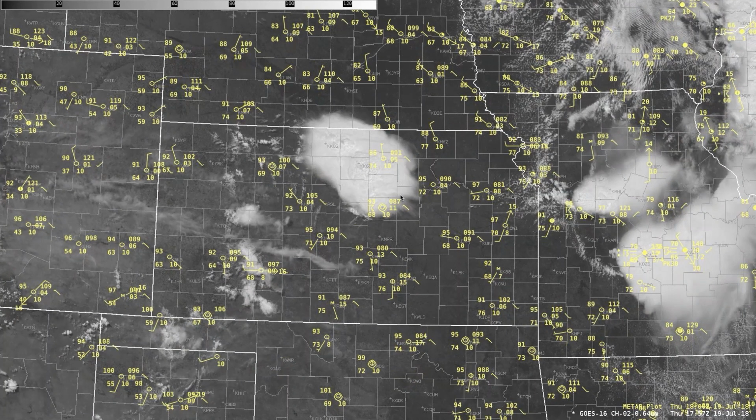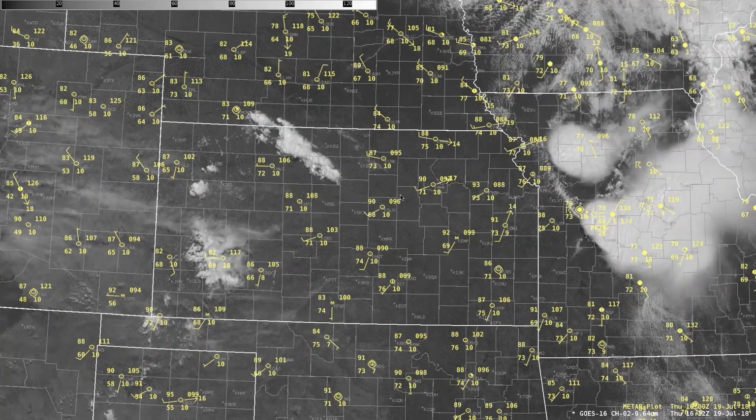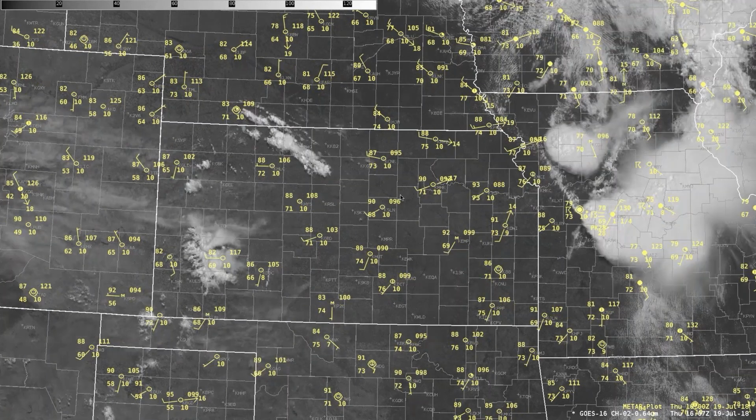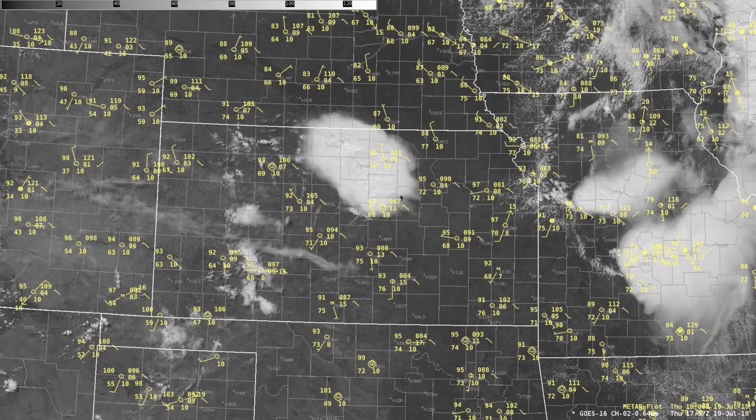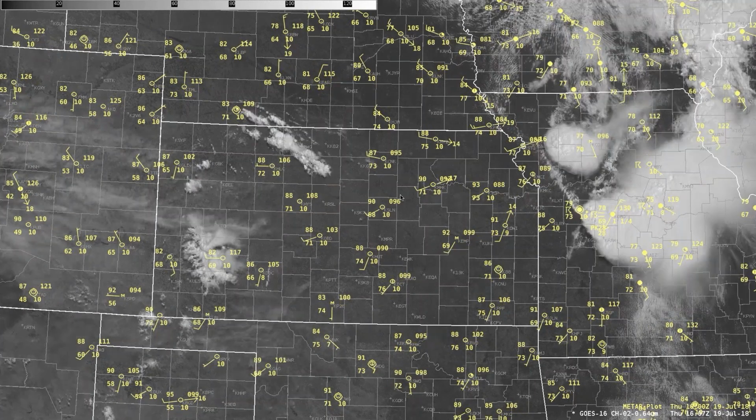So the two big questions at this point are, will these storms become rooted at the surface as suggested by that sounding? And if they do, what will the evolution of the cluster look like?